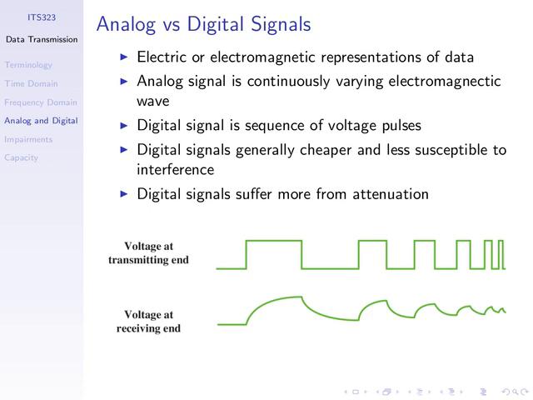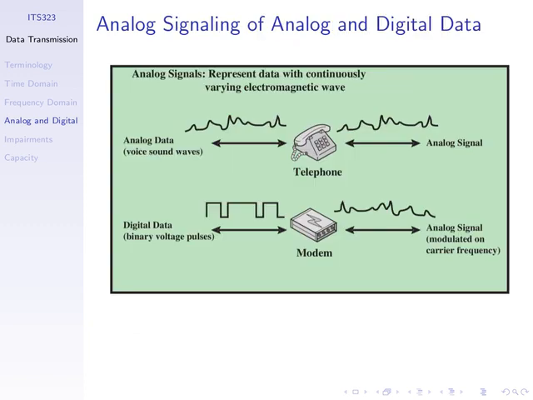So, we've got analog and digital data, as well as analog and digital signals. We can combine them in any of four ways. We want to transmit the data using signals. So we've got four options. The first two, if we're using analog signals, well, the data that we're transmitting may be either analog or digital.